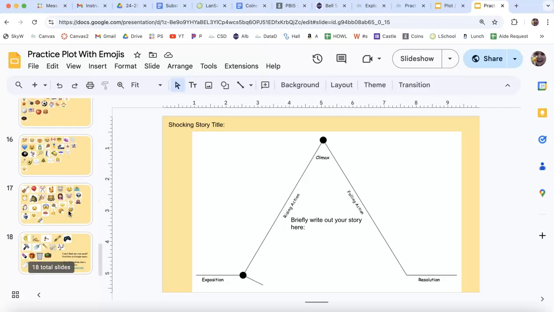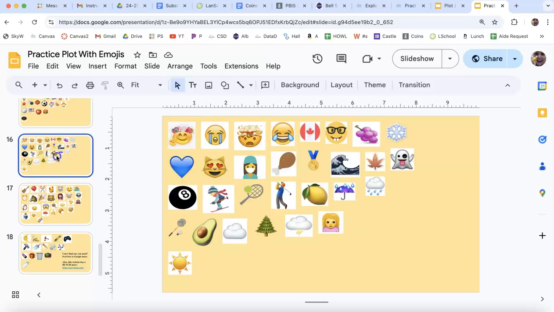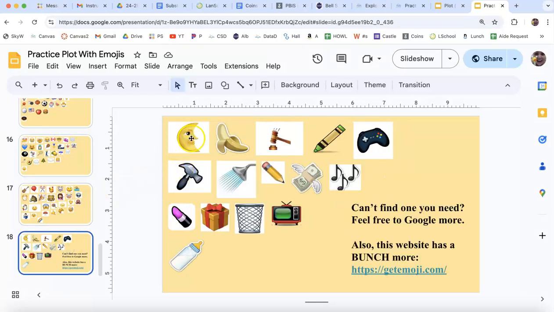And I also want to point out an extra helpful tip on this last slide of emojis. It says if you can't find one, feel free to Google whatever else you need. Just make sure they stay school appropriate. Another trick that sometimes people will do is often they'll put multiple emojis together. Like if I want it to snow on the ghost, I could put those together and it would count as 2 different emojis out of my 10. That's just fine. You can't just repeat the same emoji.